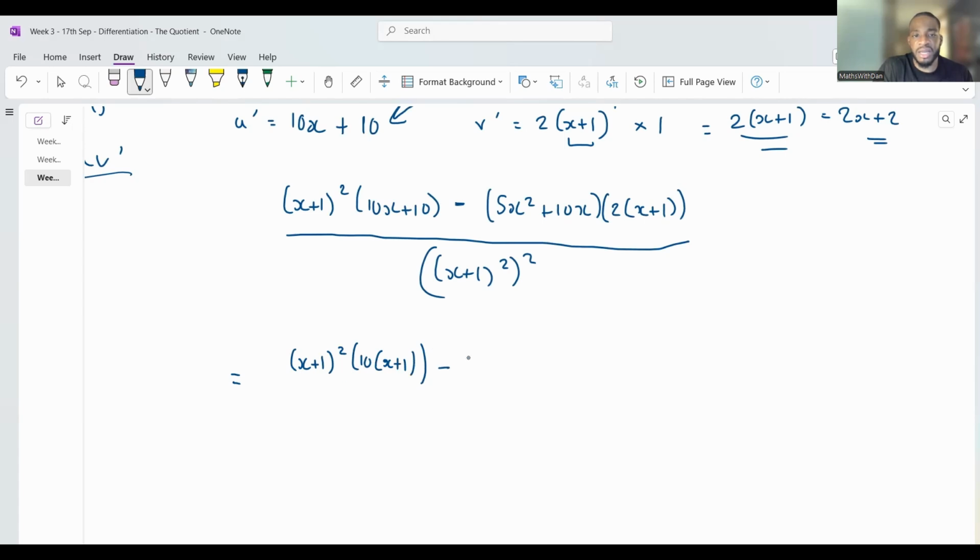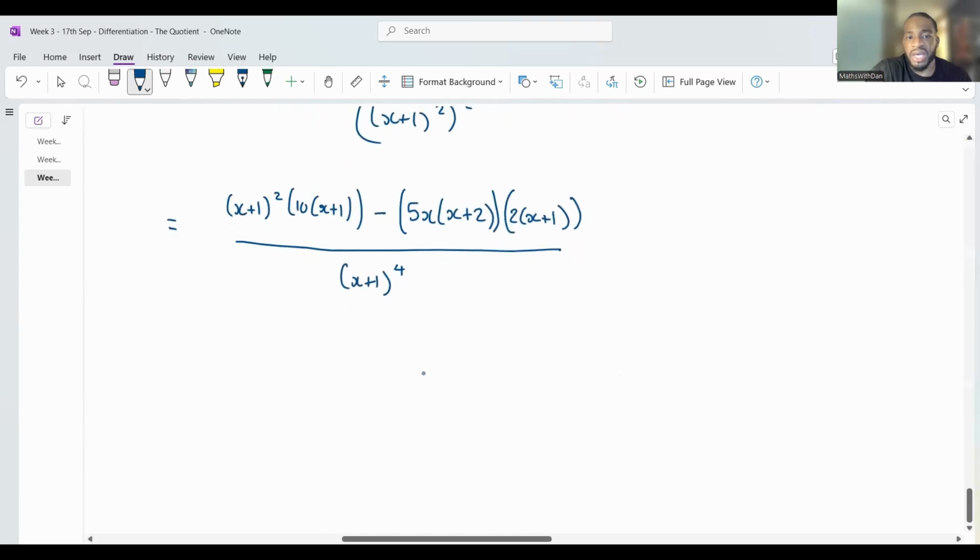And then minus, and then what I can do here is I can factorize out of 5x, can't I? So we put in a bracket, 5x can come out. It's going to be an x plus 2, like that. And then close bracket, and then we still have that one, like that. And then this is all over x plus 1. Now we're squaring a square. It's going to be to the power of 4, right? So we are here. Now, can we tidy this up?